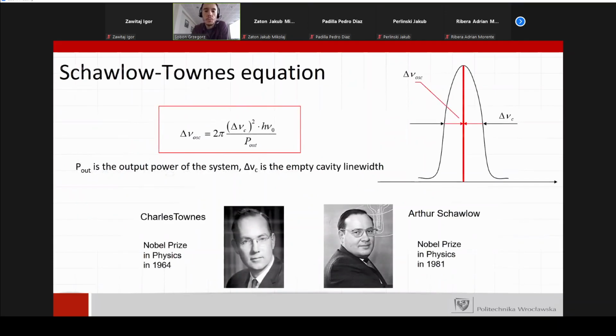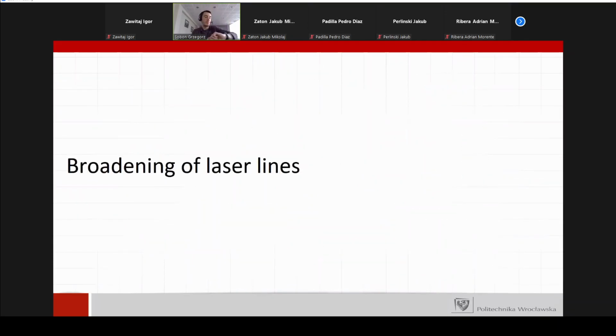Okay, so now we will move to another important topic, which is the broadening of laser lines. So you already know that a laser can be single mode, which emits just one emission line, or multi-mode, so it emits many lines. But what about the width of these lines?